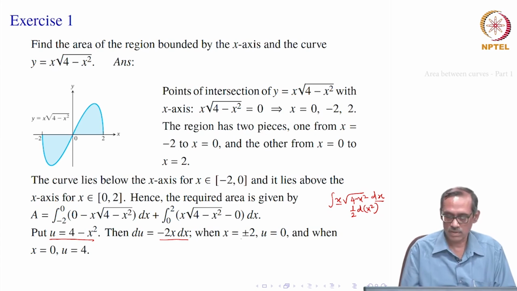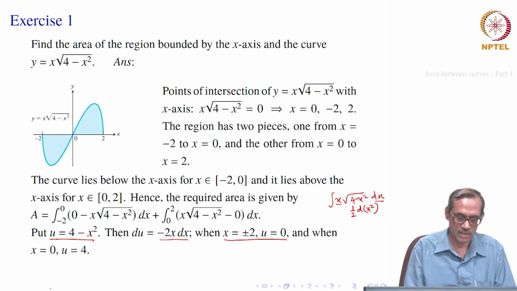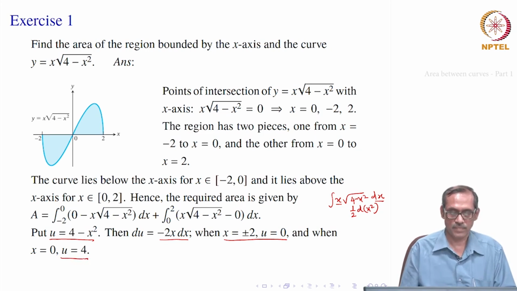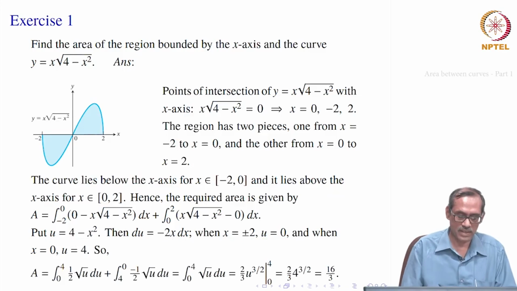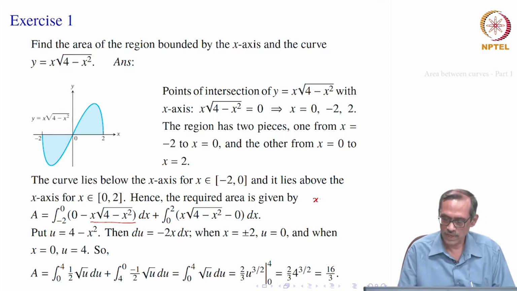So, minus 2 to 0, x equal to minus 2, u equal to 0, right, 4 minus x square. Also at plus 2 it is equal to 0. So, that is what we say when x is plus or minus 2, u equal to 0. And when x equal to 0, substituting there, you get u equal to 4. Okay. So, we can rewrite the integrals in terms of the variable u now. The limits now minus 2 to 0 become 0 to 4, and this is x square root of 4 minus x square dx.